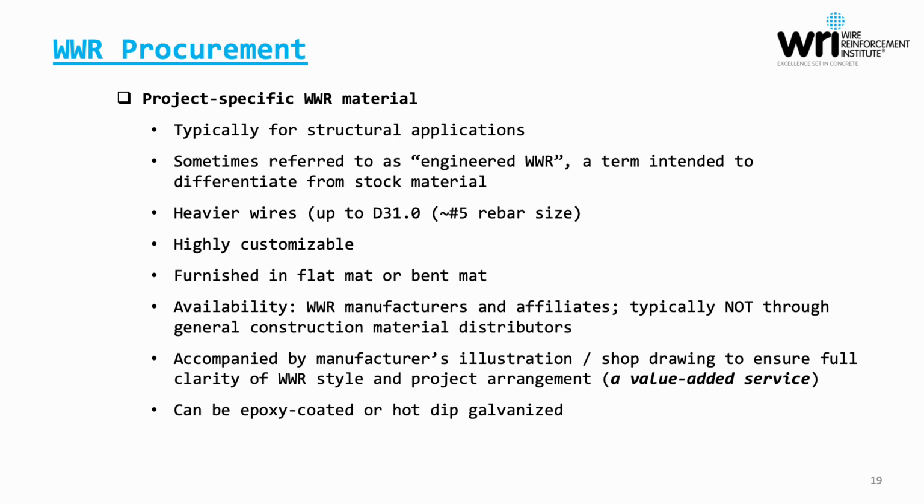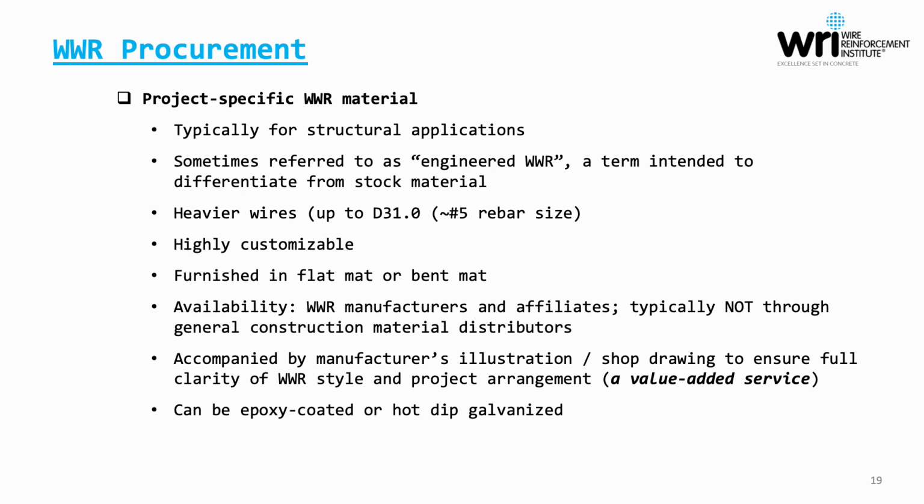This is typically furnished in flat mat or bent mat, so you can run a flat mat on the welding machine, and then it goes straight into fabrication where it would be put on a bender, and you could have a bent mat shipped to the project site. Availability wise, typically you're going to get this material from welded wire reinforcement manufacturers or their affiliates directly. Typically, you will not get this material through, say, a general construction material distributor. This would be better targeted to have the relationship with the manufacturer and or their affiliate directly.